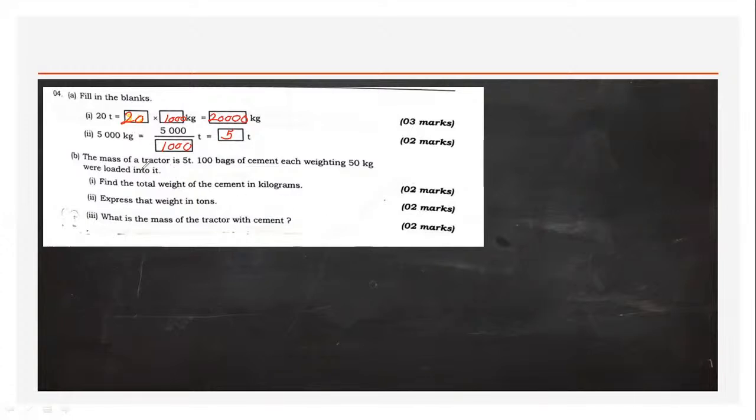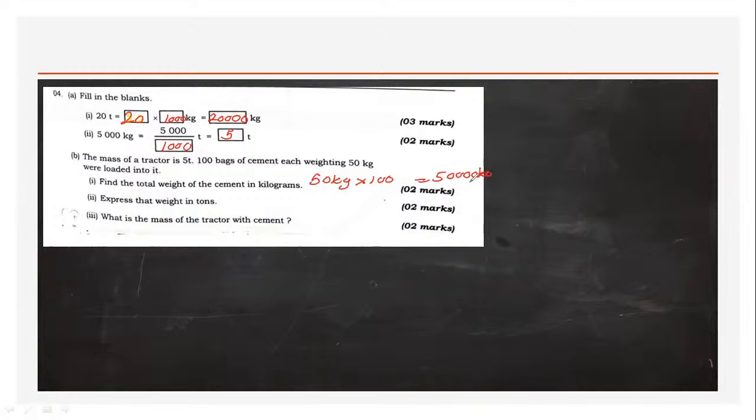Right, it means the total weight of the cement in kilograms, right? Then 100 bags of cement, each weighing 50 kilogram. Then 100 bags are there. One bag is 50 kilogram, into 100. How much?